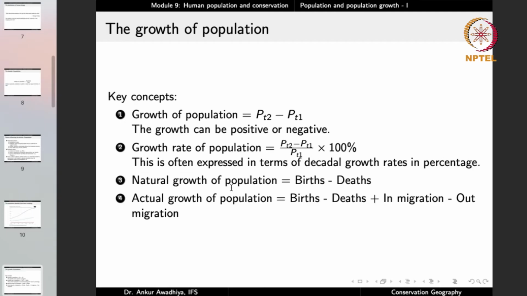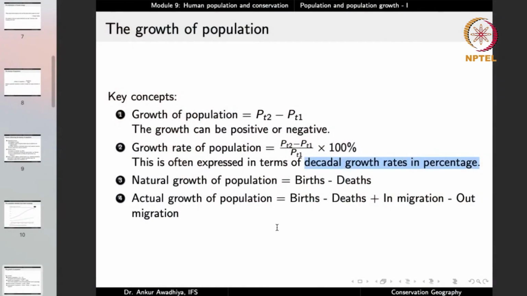And this growth in population can also be represented in terms of the growth rate of population, which is defined as population at time t2 minus population at time t1, divided by population at time t1, into 100%. Now, typically, because the population grows slowly, we express the growth rate of population in terms of decadal growth rates in percentage. That is, the difference t2 minus t1 will be 10 years. So, how much has the population changed in the last 10 years? And in terms of percentage, that would be the growth rate of population or the decadal growth rate of population.